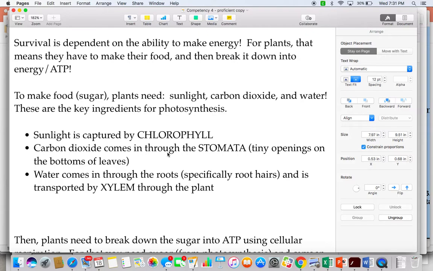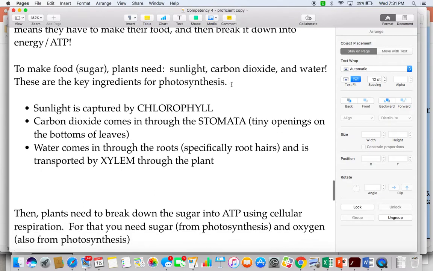So a plant has to use photosynthesis to make its food, and the main source of energy for anything is going to be sugar. So, in order to make this sugar or food, a plant is going to need three ingredients. It's going to need sunlight, carbon dioxide, and water. And so, these are the three main things that you need. And so, let's think about where these things come in. And so, chlorophyll is the pigment that's inside of the chloroplast that captures the sunlight for us.